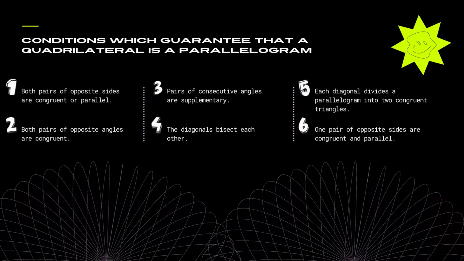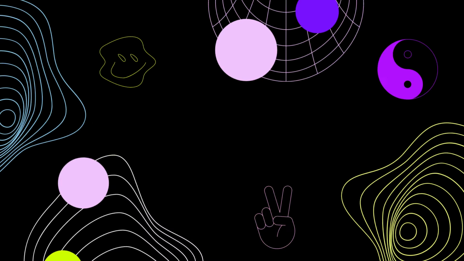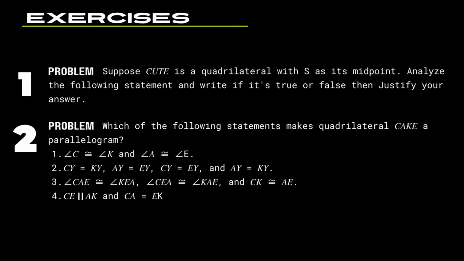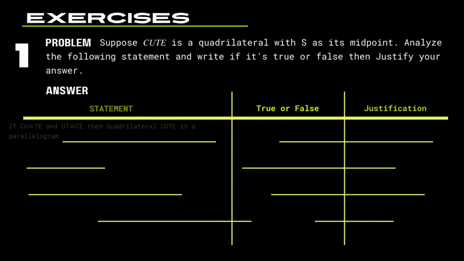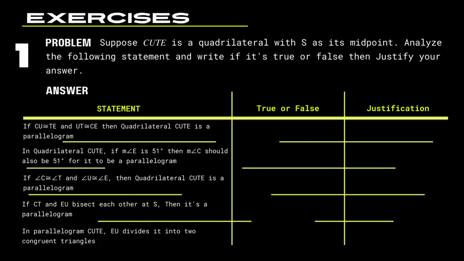That is a lot, which is an advantage for us. So please take note and remember these conditions. Because now it's time for our exercises. Here are the problems that we'll be solving with the help of the 6 conditions that guarantee a quadrilateral is a parallelogram. For our first problem, suppose Q is a quadrilateral with S as its midpoint. Analyze the following statements and write if it's true or false, then justify your answer. Let's start with statement number 1.